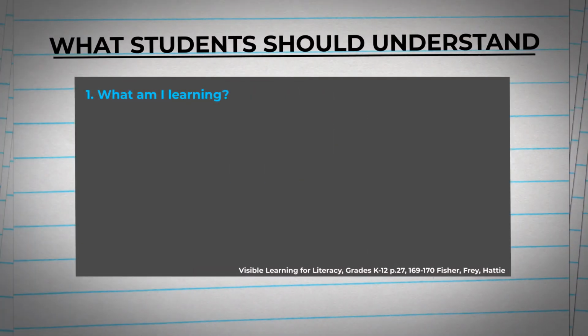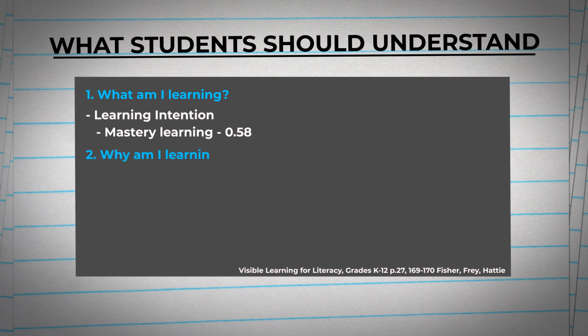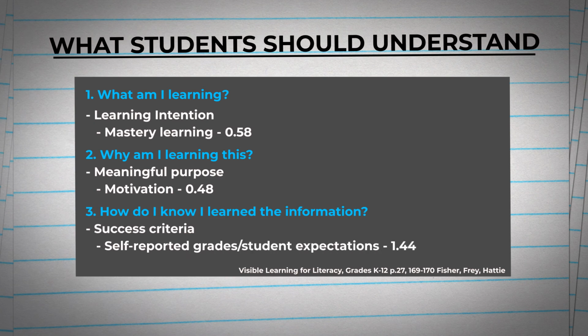There are 3 critical questions students should be able to answer during any lesson. What am I learning? This is the learning intention, and it falls under the influence of mastery learning with an effect size of 0.58. Why am I learning this? Deals with students' motivation and has an effect size of 0.48. Finally, how do I know I learned the information? This is the success criteria. This allows students to assess their own level of success and has an effect size of 1.44. And with that, I can't think of a better way to end our session.